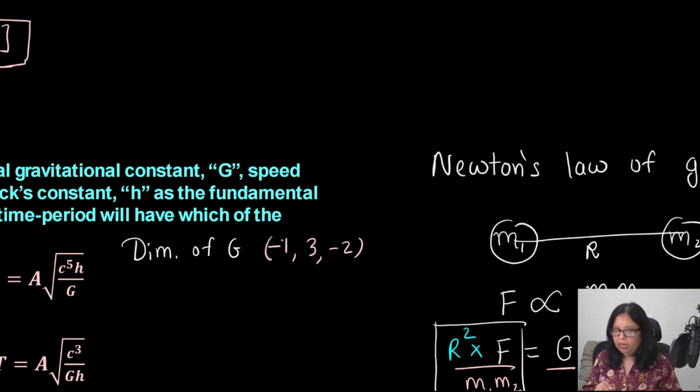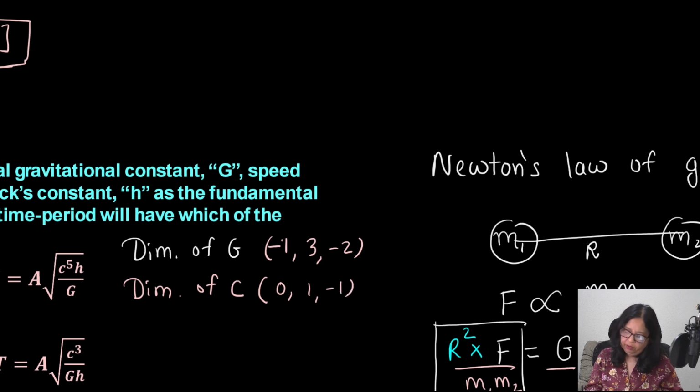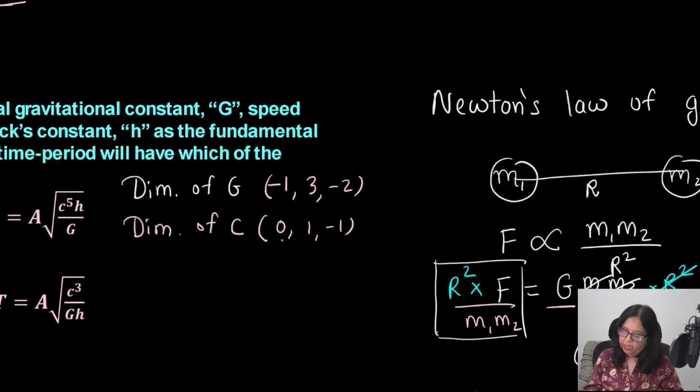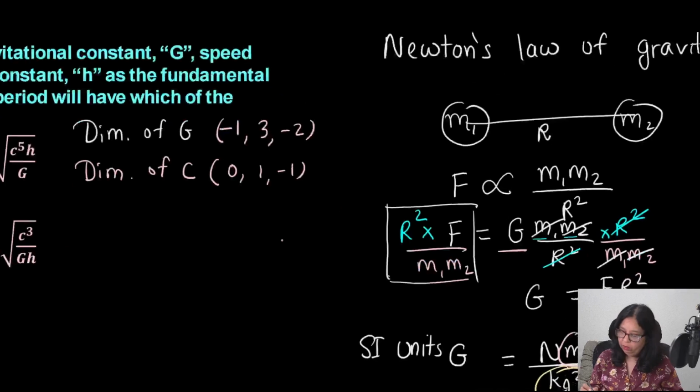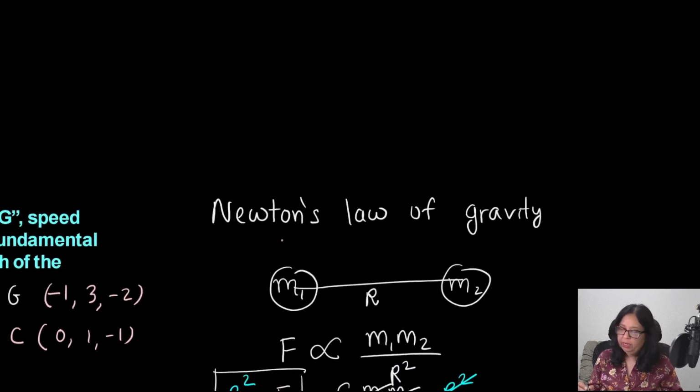Okay. Then I have dimensions of speed of light. C is speed. Speed is what? Distance divided by time. So it's 0, 1, minus 1. And then I have h. Okay, h is important. Planck's constant.